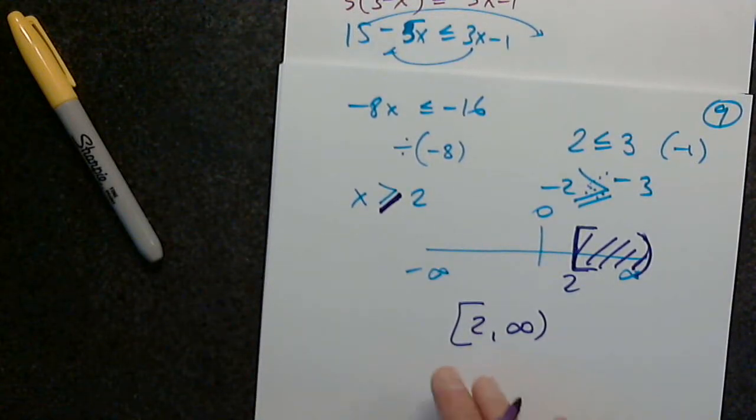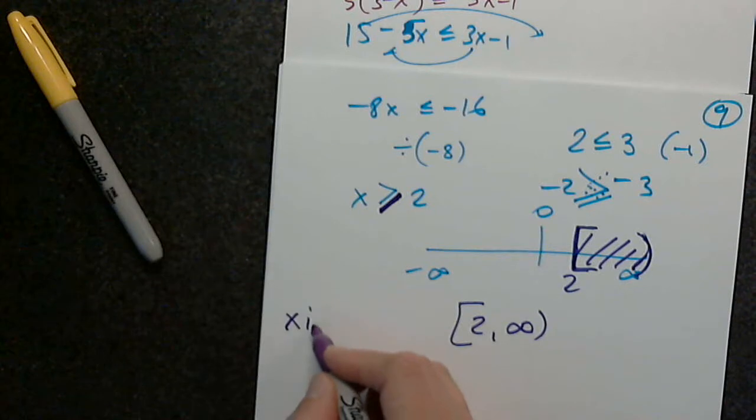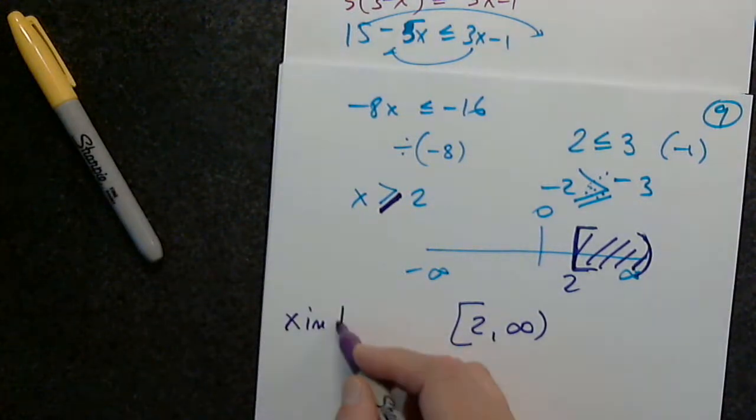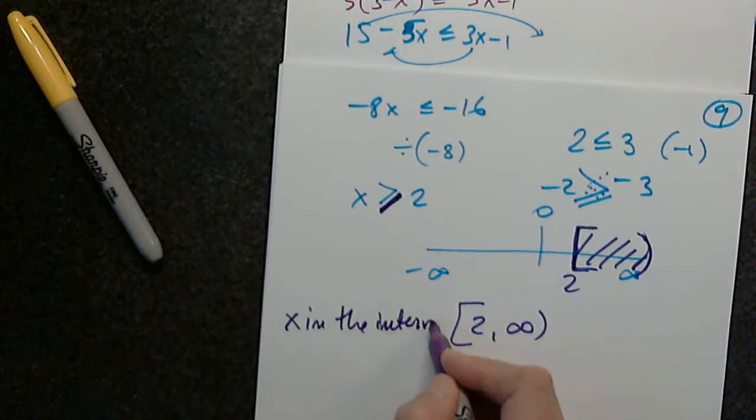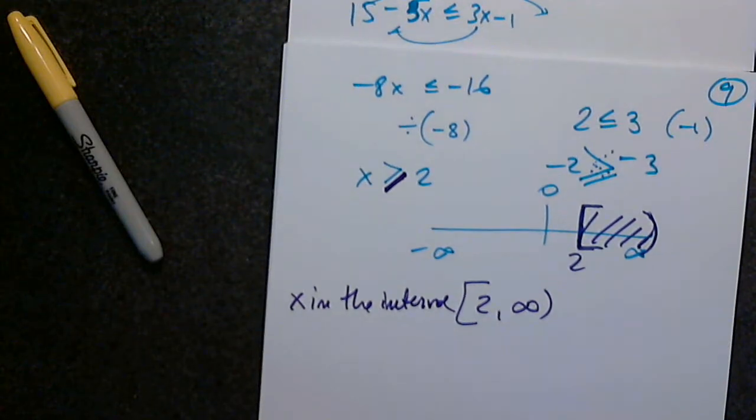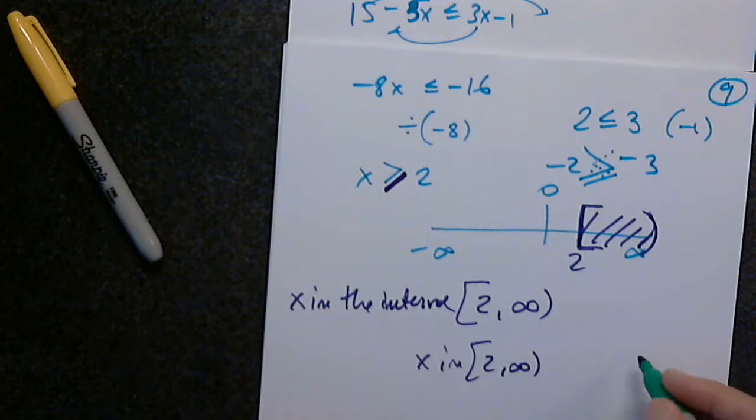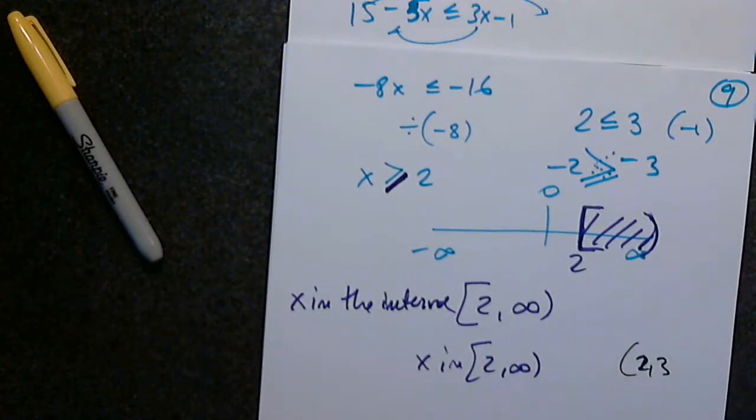I like to write before this, x in, or a number in the interval, or in short, x in 2 comma infinity. You don't have to, but when we get to, for example, 2 comma 3, 2 comma 3 looks like an ordered pair. But if I put in front x in, you know I'm not talking about an ordered pair, I'm talking about an interval. So that's why I recommend writing that, but it's up to you.